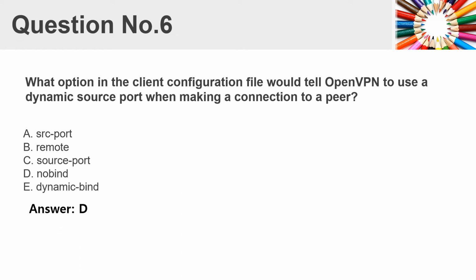Question number 6. What option in the client configuration file would tell OpenVPN to use a dynamic source port when making a connection to a peer? A. src port, B. remote, C. source port, D. nobind, E. dynamic bind. Answer D.